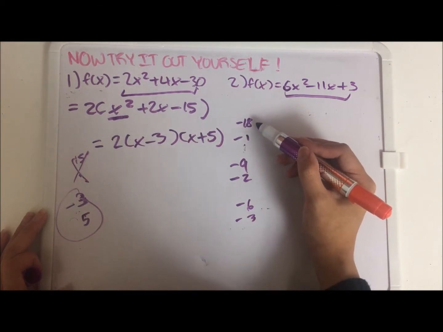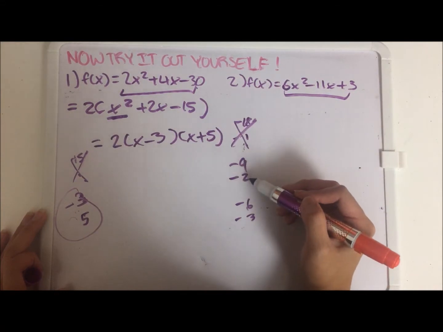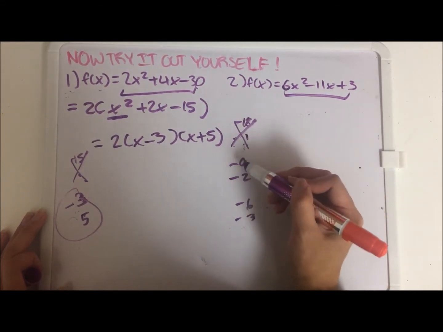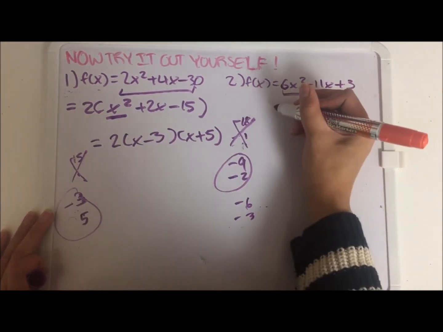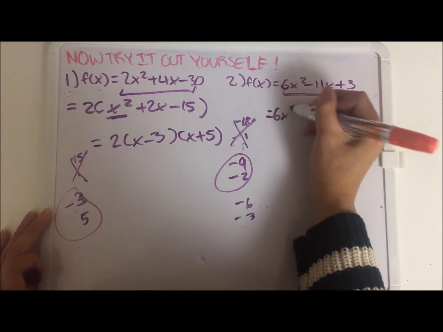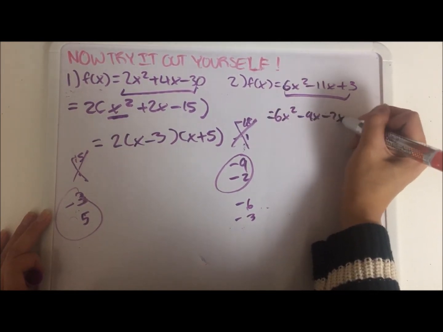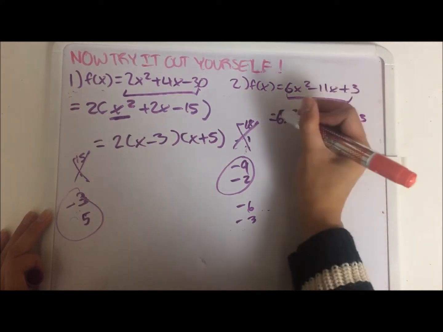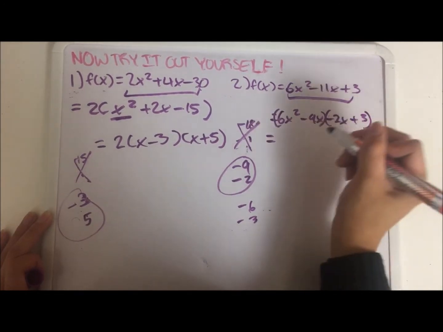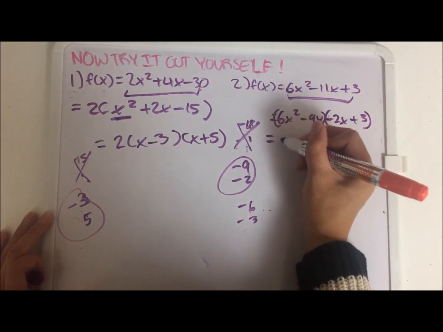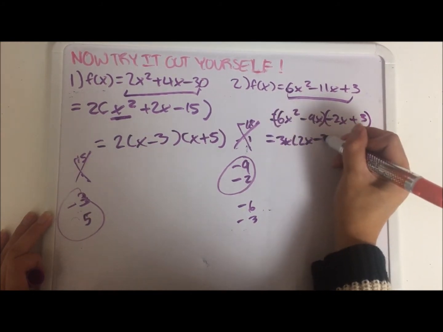Let's try the numbers out now. Negative 18 plus negative 1 gives you negative 19. That's not what you want. Negative 9 plus negative 2, oh, that gives you negative 11. So you can use these numbers to break down your middle term. So let's do this now. 6x squared minus 9x minus 2x plus 3. Now we have to group them into twos. That's our next step. And then we have to factor out the greatest common factor, which is in this case 3x, which leaves you with 2x minus 3.